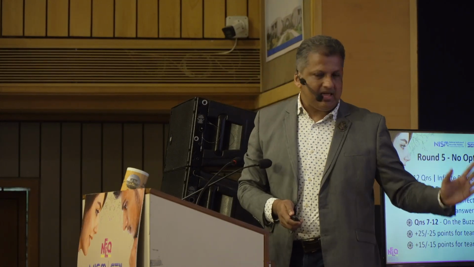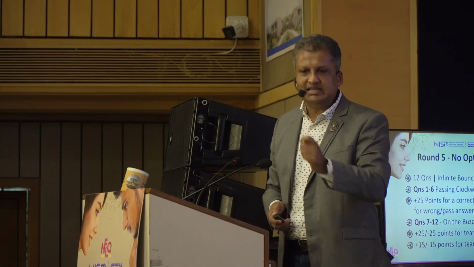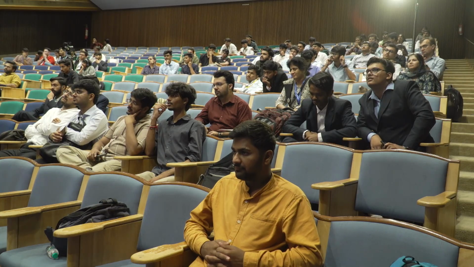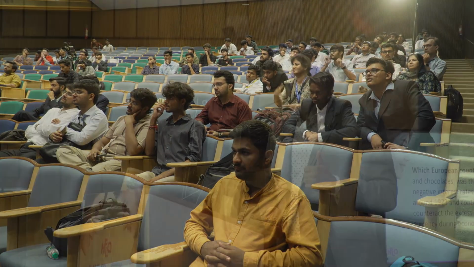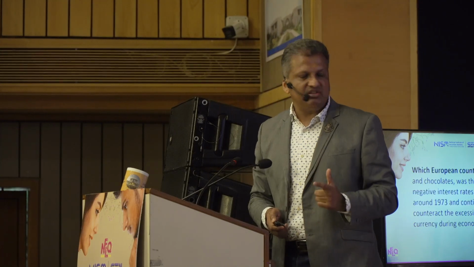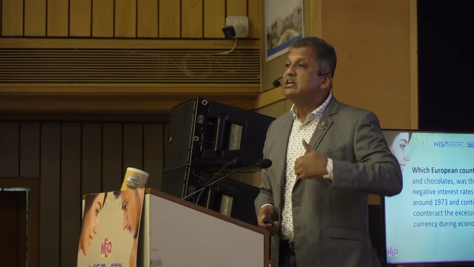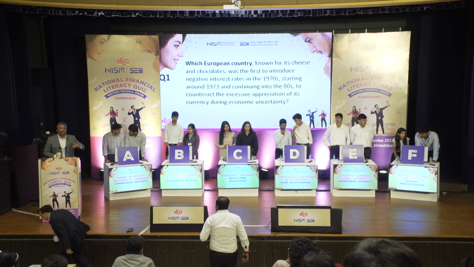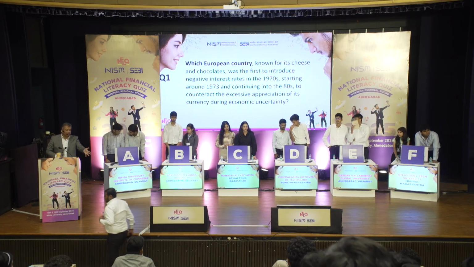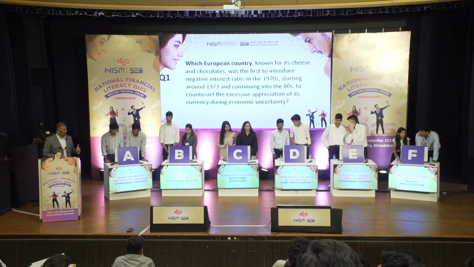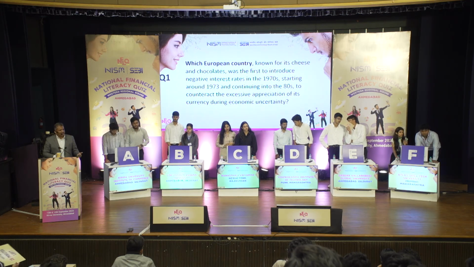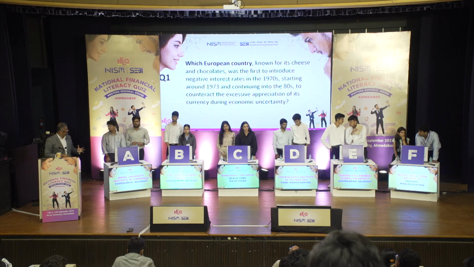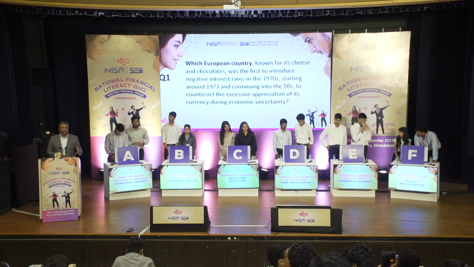Going across to team A, question number 1 is this. Which European country, known amongst other things for cheese and chocolates, was the first to introduce negative interest rates in the 1970s? So if you keep money in a bank, you do not get interest on it, you actually pay interest to the bank for keeping your money there. Starting around 1973, continuing well into the 1980s. And why did they do this? To counteract the excessive appreciation of its currency during economic uncertainty.